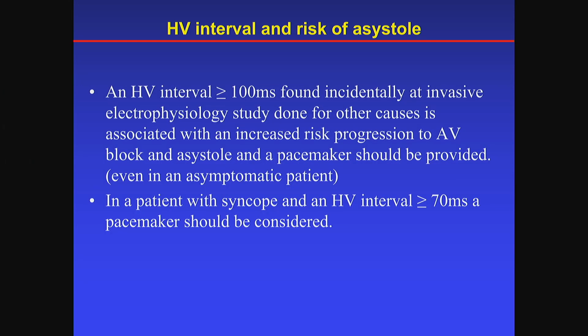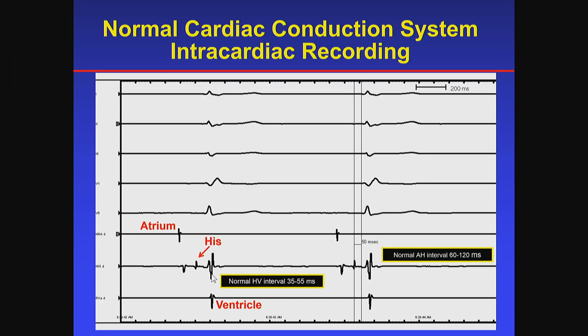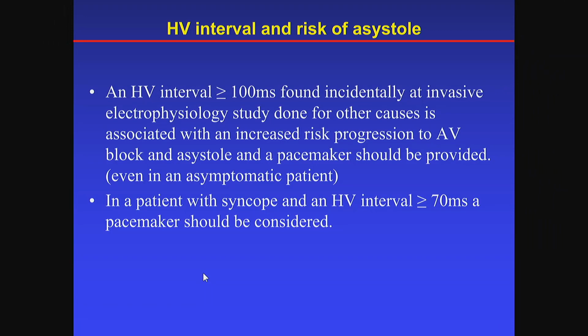As an aside, if a patient has a dramatically abnormal HV interval found incidentally at electrophysiology study, an HV interval of greater than 100 milliseconds, there is an increased risk of progression to AV block and asystole, and a pacemaker should be offered, even in an asymptomatic patient. In a patient with syncope, felt suspicious for conduction system abnormality and an HV interval of greater than or equal to 70 milliseconds, a pacemaker should be considered as well.